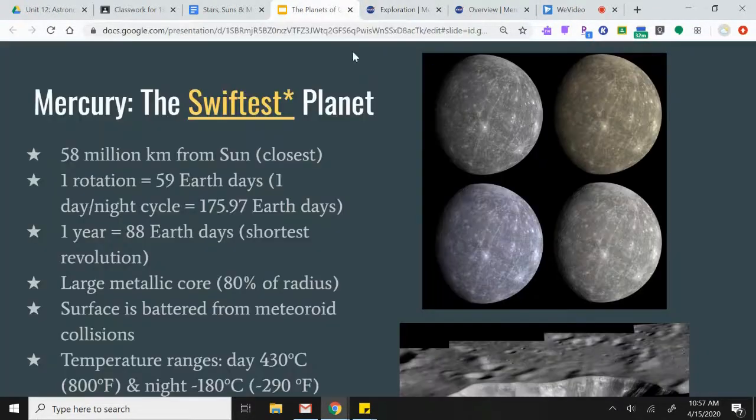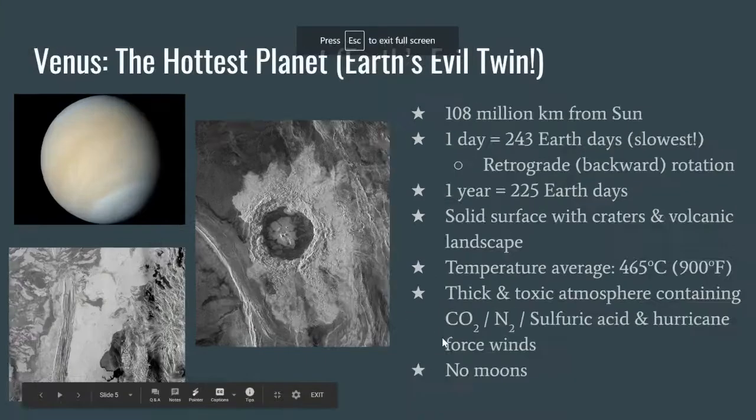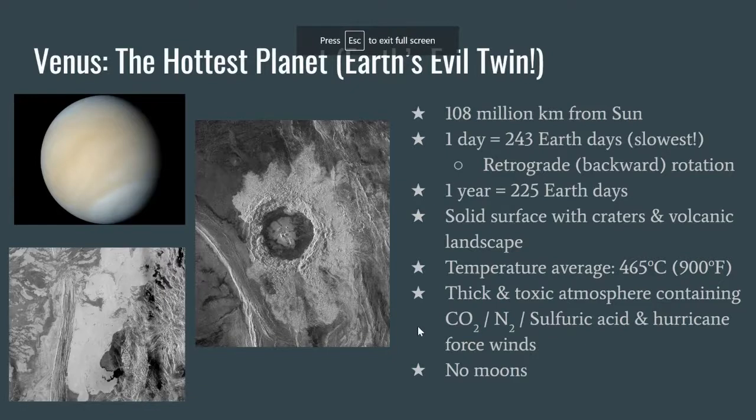Okay, all right, so back to our planets. Next, we have Venus. Venus is the hottest planet. It is considered Earth's evil twin. It's about 108 million kilometers from the sun. One day is equal to 243 Earth days. So this is the slowest.